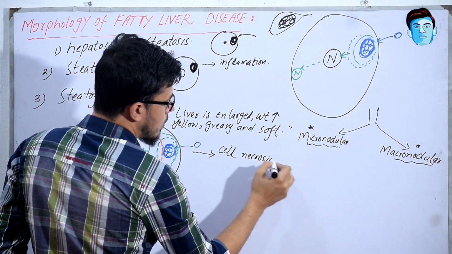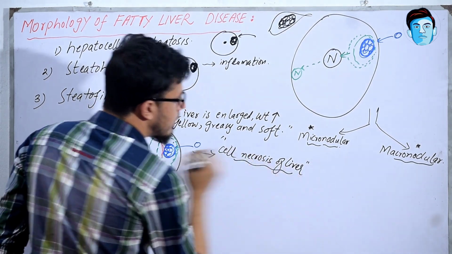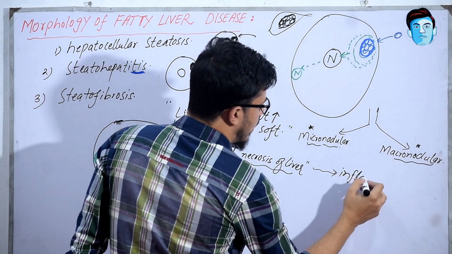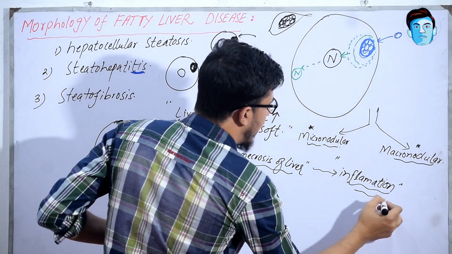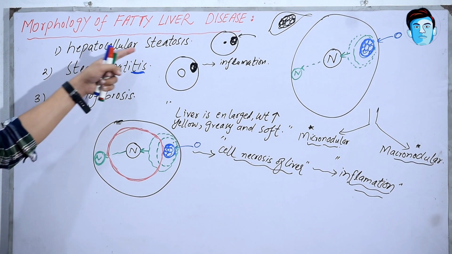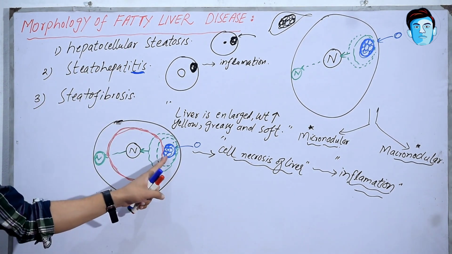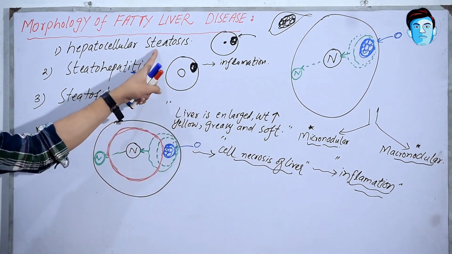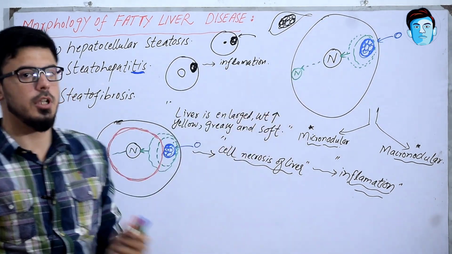So there is cell necrosis of the liver, and as a result of this sudden cell death, it leads to inflammation. That's what I told you previously, the main difference between the pattern of steatohepatitis and hepatocellular steatosis: in this phase there will also be accumulation of fat, but it will be associated with inflammation. But in the phase of steatosis, fatty accumulation occurs, but it is not associated with inflammation.